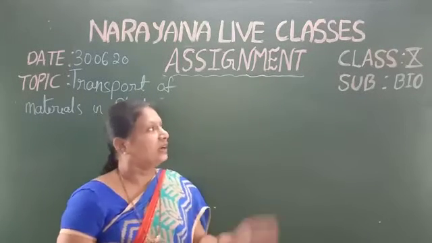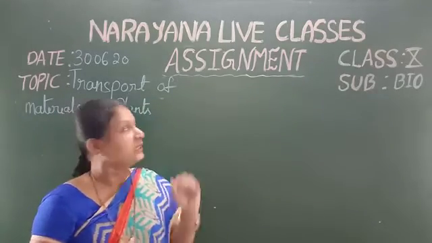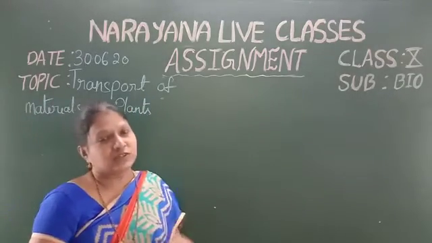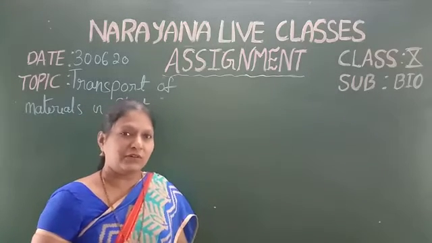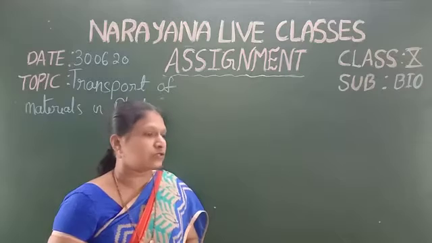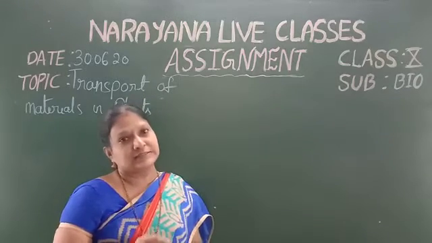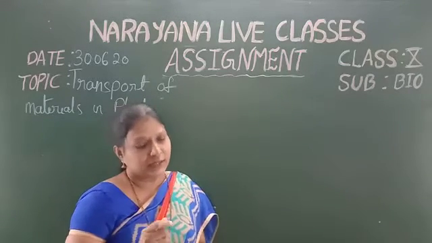We'll discuss the 10th class Biology assignment 30, dated, on transport of materials in plants. In this assignment we have 3 questions. First question: why do trees die if bark is removed?